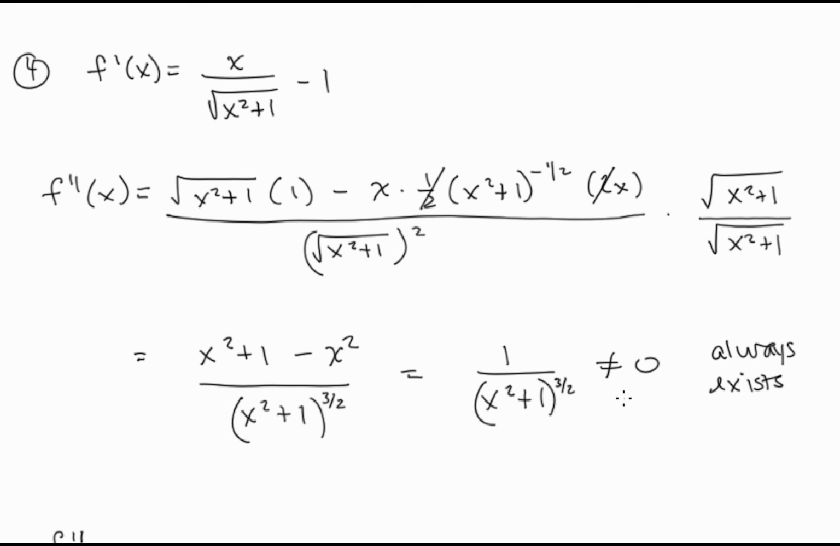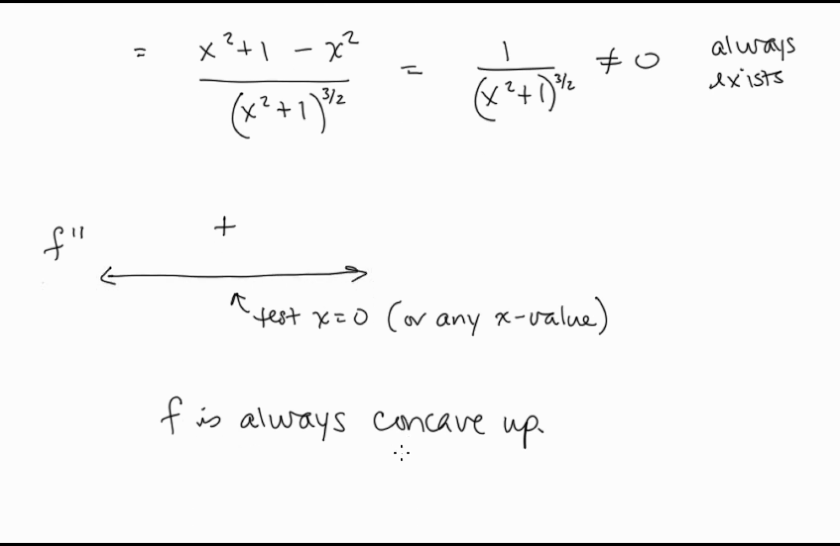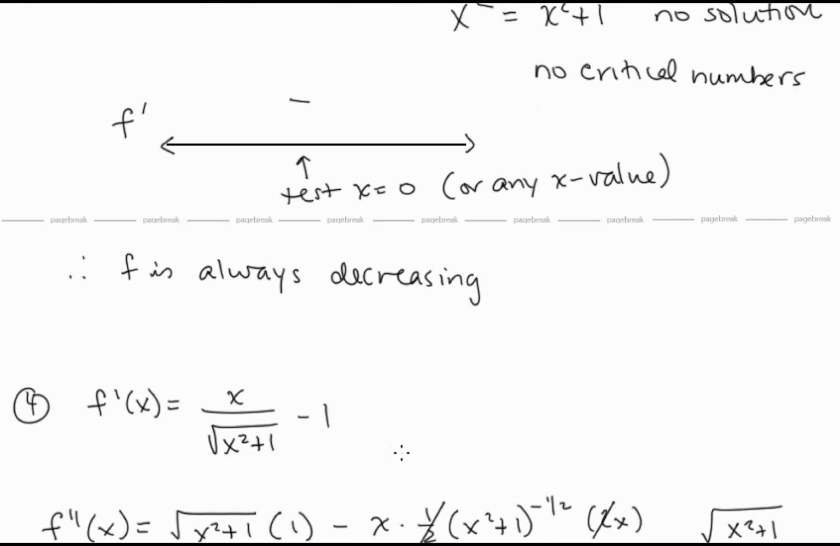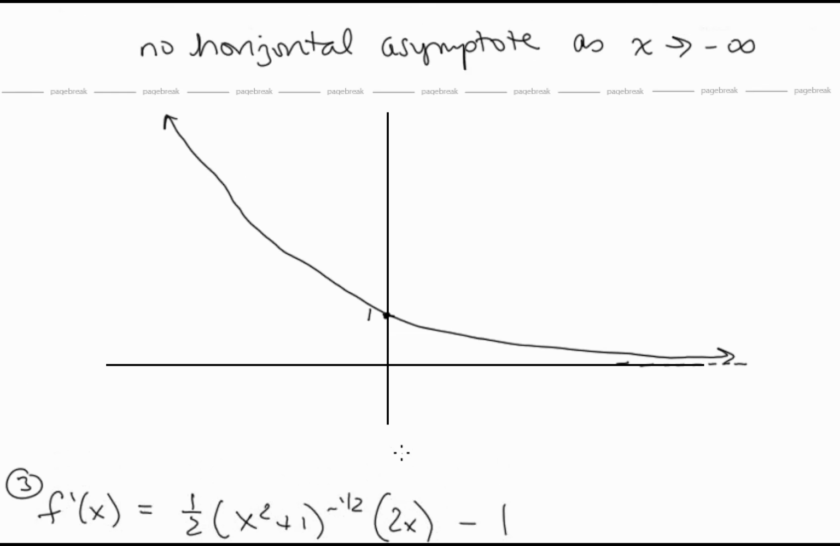That means f double prime is going to be the same sign always. So again, we can test any point on the entire real line and see the sign of f double prime. And so I'm going to choose x equals 0. And here we have 1 over (0 squared plus 1) to the 3/2, that's going to be positive. And so that says f is always concave up. And so now let's go back to our sketch. Does that agree with what we have? Yes, it does. f is always concave up. And so this is our sketch.